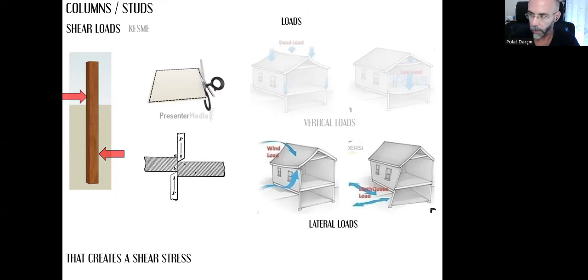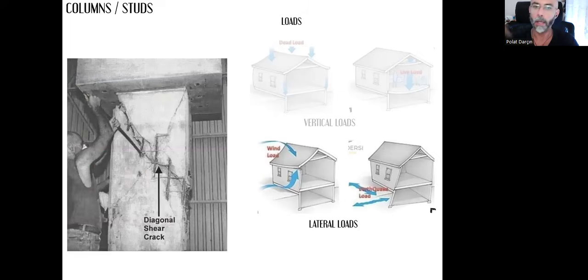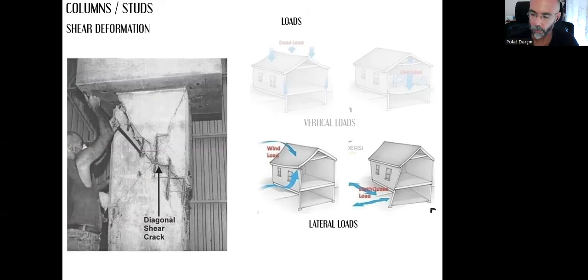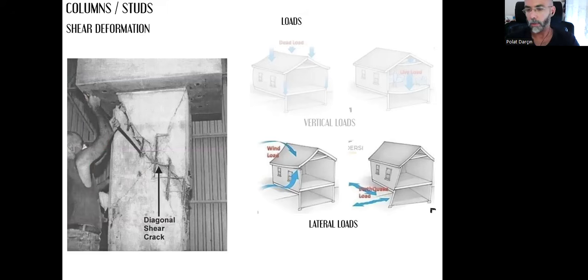So, same with the column. If we apply wind loads or earthquake loads laterally, and if the shear stress exceeds the limit, then we see this type of deformation in our columns. These diagonal cracks, breaks, which we call shear deformation, kesme deformasyonu, kesme gerilmesi. And these are the loads or bad consequences when we think about the columns.